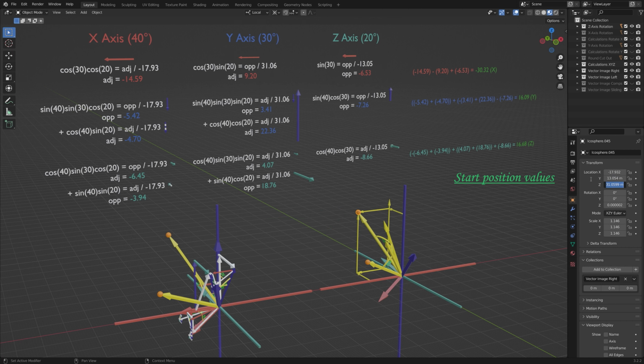In the next tutorial, we'll be looking at how to represent rotation transformations with matrices, and how to construct scaling and translation matrices.